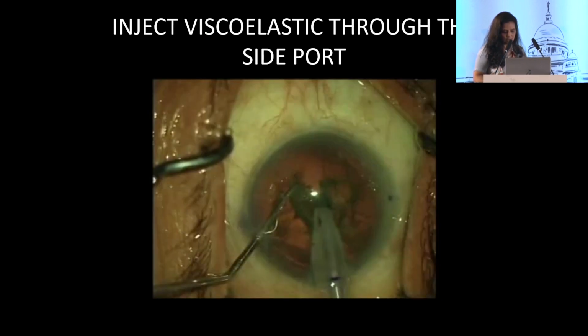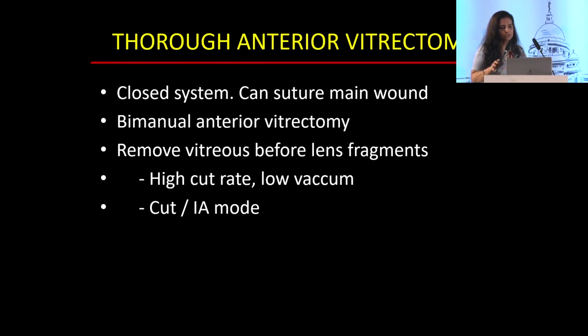After that, the other important thing that you should know about is how to do a thorough anterior vitrectomy. Well, when you do a vitrectomy, it should always be in a closed system, so always it's better if you can suture the main wound. A bimanual anterior vitrectomy should be done. Always remove the vitreous before you start tackling the lens fragments. Use a high cut rate, the highest cut rate that your machine supports, and a low vacuum. And in case you're using the vitrectomy system built into your phaco machine, then use the cut IA mode.